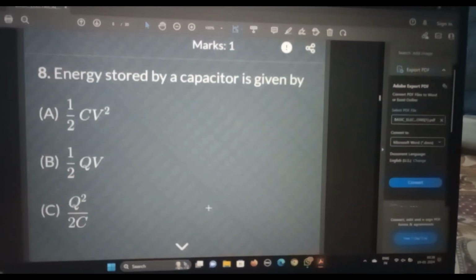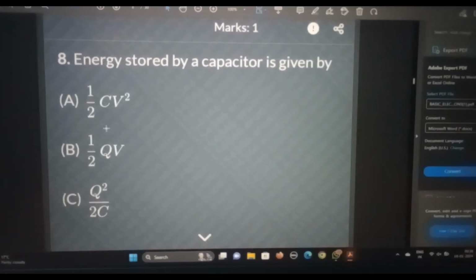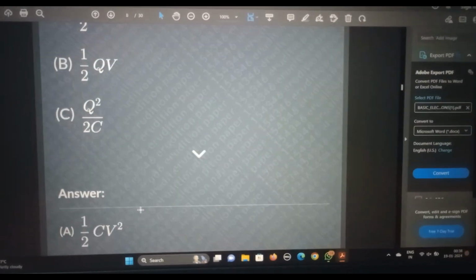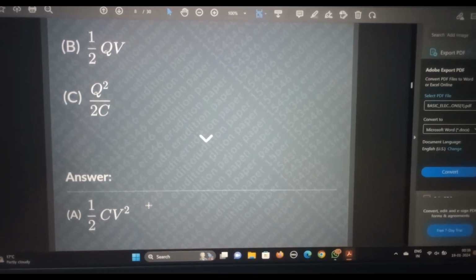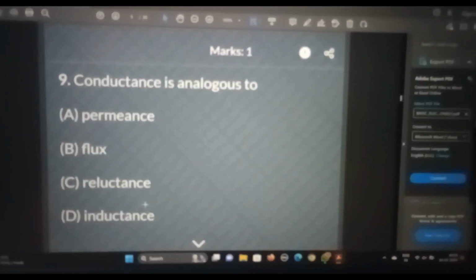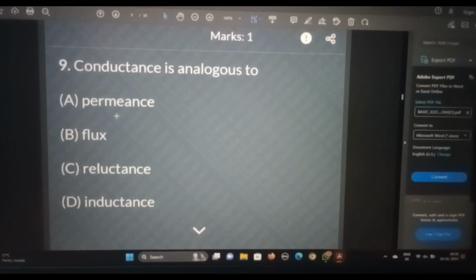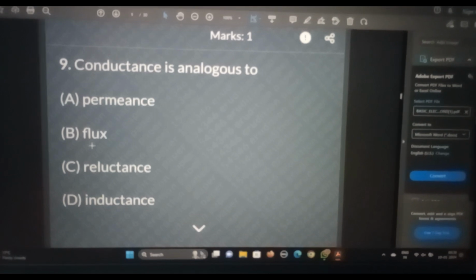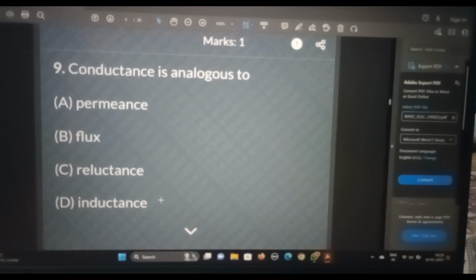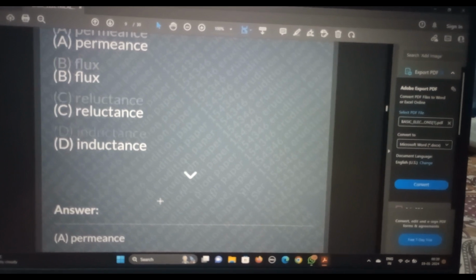Number 8. Energy stored by a capacitor is given by: option A, half CV squared; option B, half QV; option C, Q squared by 2C. The right answer is half CV squared. Number 9. Conductance is analogous to: option A, permeance; option B, flux; option C, reluctance; option D, inductance. The right answer is option A, permeance.